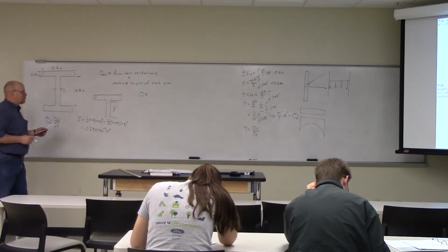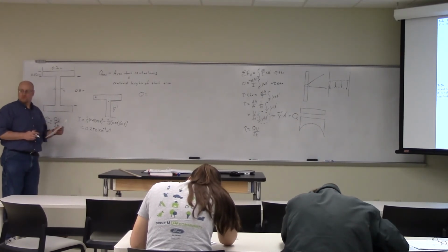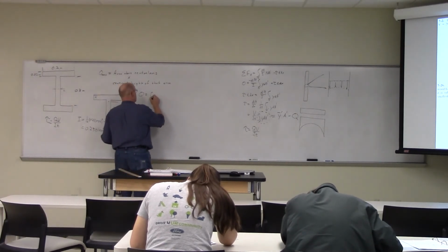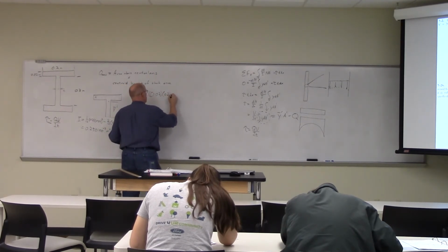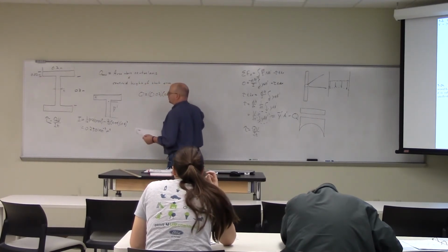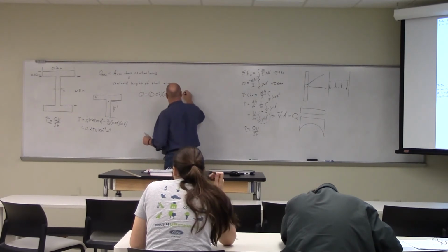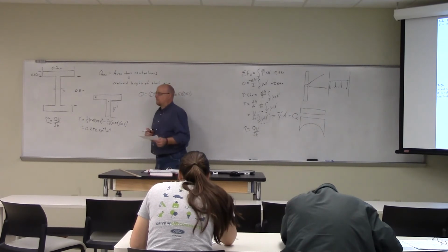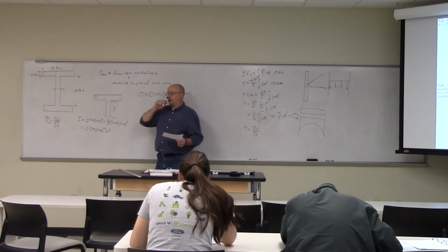Q is 0.02 times 0.2 plus 0.15 times 0.02. That's the total area. What else is in Q? You have to find y bar prime, the centroid. Just find the centroid.